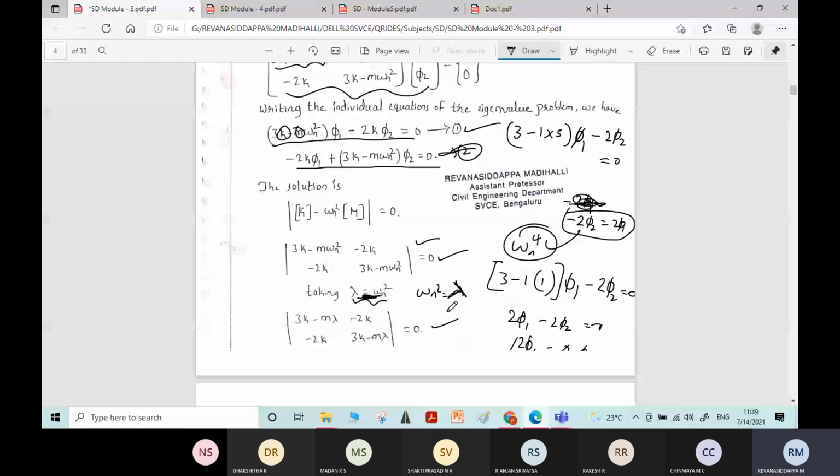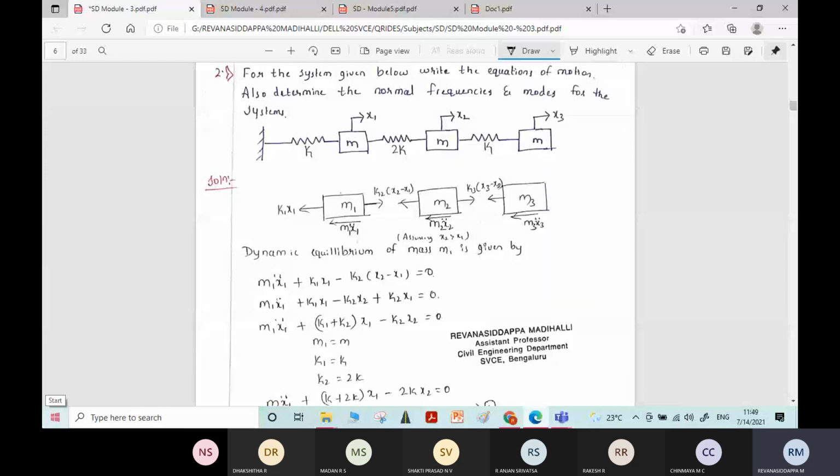Similarly, there is a problem on a 3-story building, or a problem with 3 masses. The same procedure we need to follow.